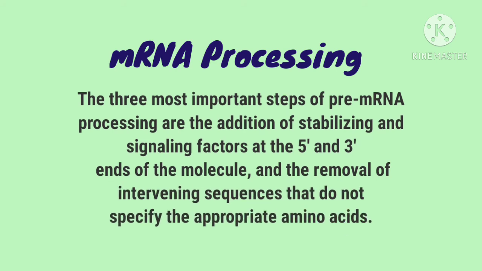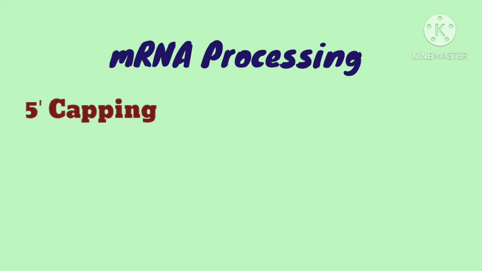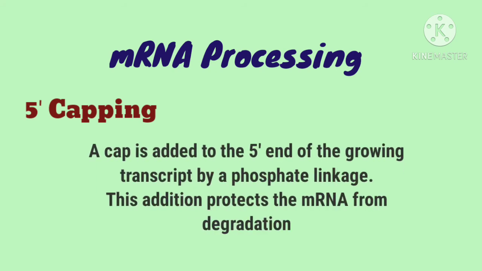The 3 most important steps of pre-mRNA processing are the addition of stabilizing and signaling factors at the 5' and 3' ends of the molecule, and the removal of intervening sequences that do not specify the appropriate amino acids. 5' Capping. A cap is added to the 5' end of the growing transcript by a phosphate linkage. This addition protects the mRNA from degradation. In addition, factors involved in protein synthesis recognize the cap to help initiate translation by ribosomes.